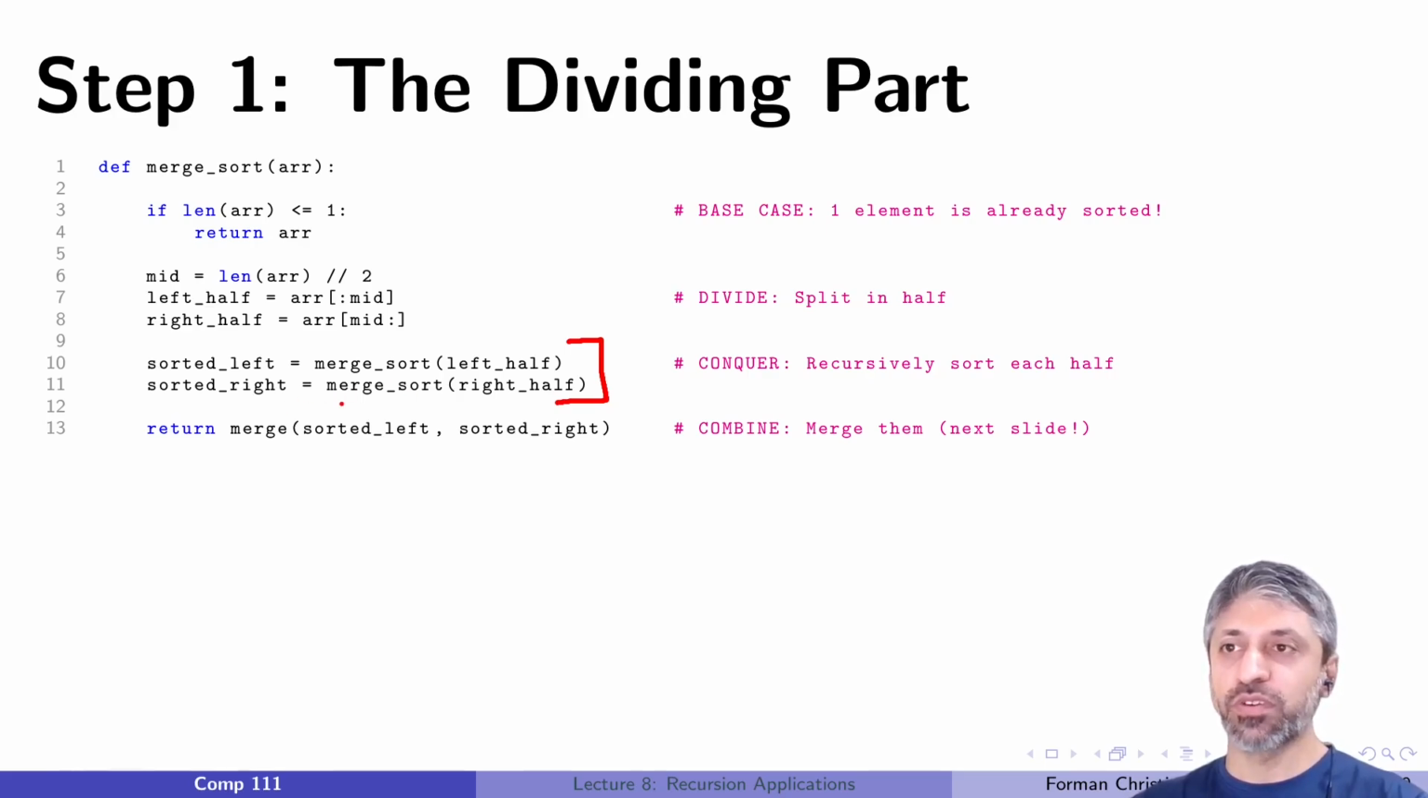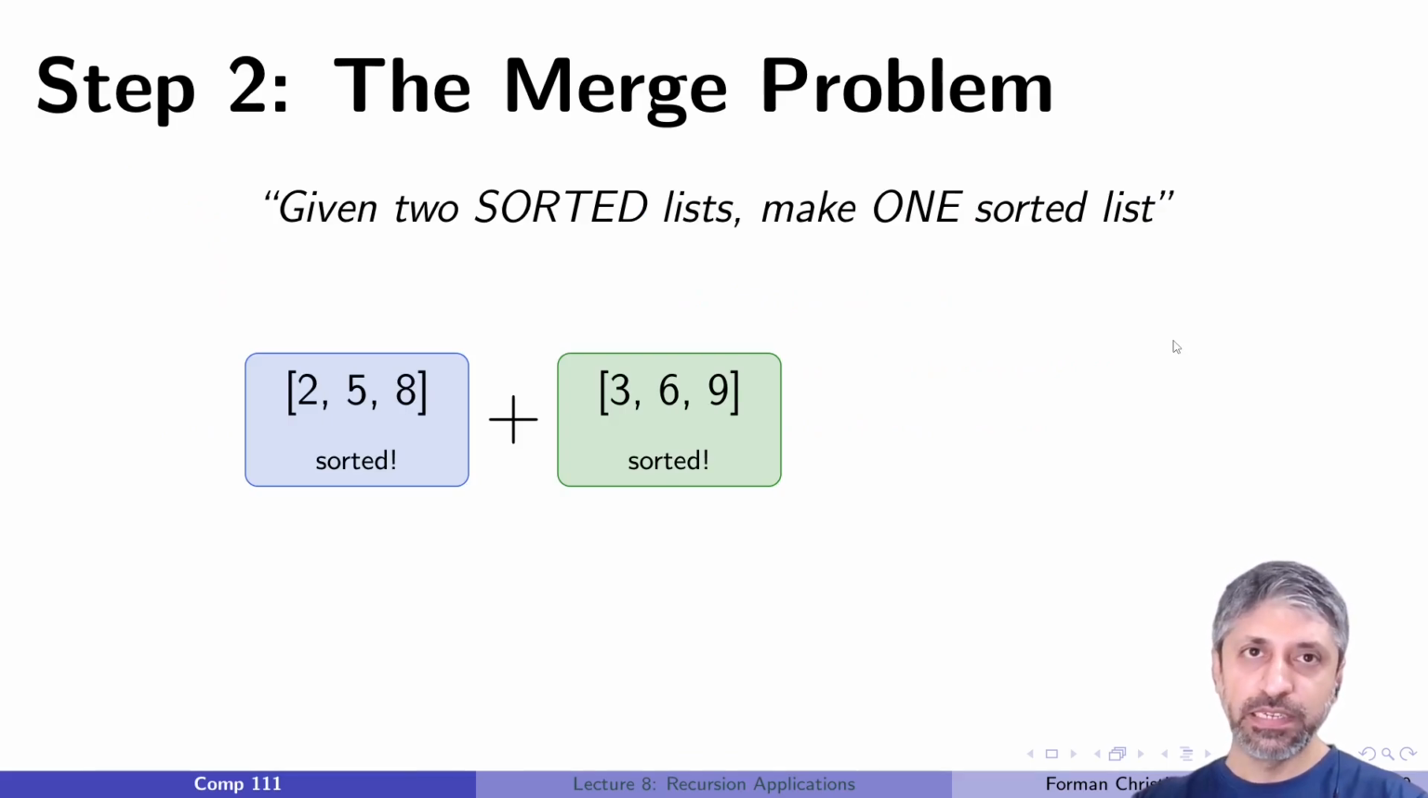We recursively sort each of the halves, so we get the sorted left and the sorted right, and then we call the merge step to combine these two sorted halves. That merge function is where the real work is, and we'll write it next. Before we write that, here's the core challenge.